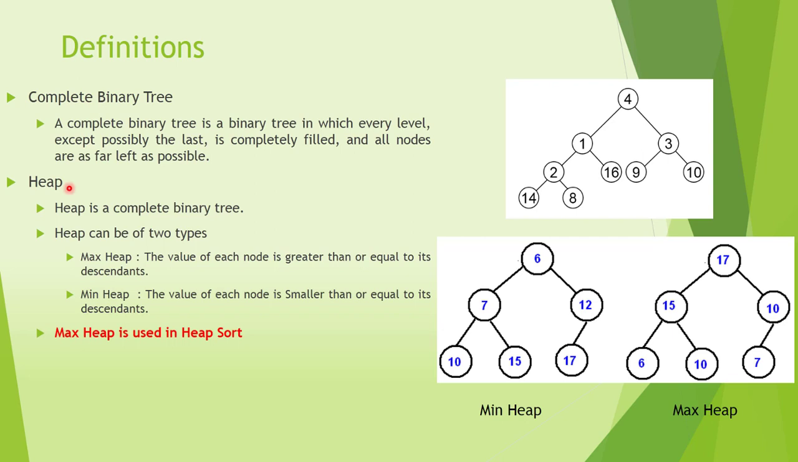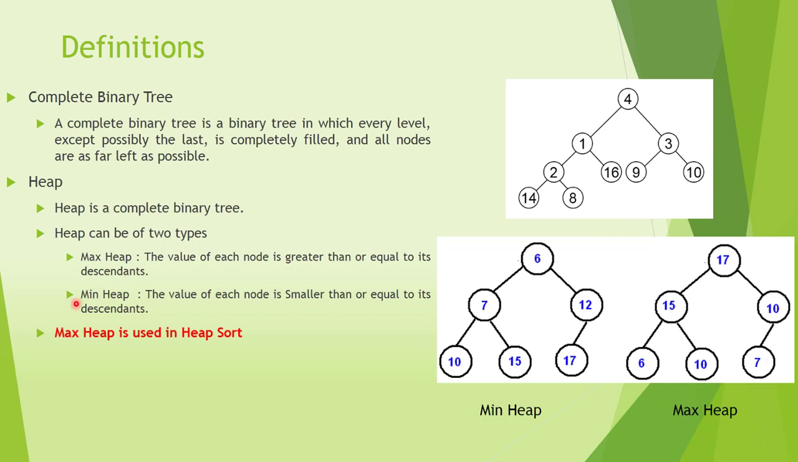Next is heap. Heap is a complete binary tree. So heap can be of two types, max heap and min heap. In max heap the value of each node is greater than or equal to its descendants. So this is an example of max heap. Each node is greater than the value of its descendants. So 17 is greater than all other elements, 15 is greater than 6 and 10, 10 is greater than 7.